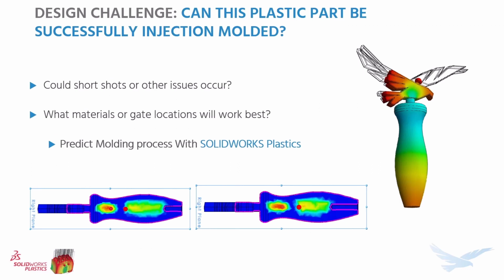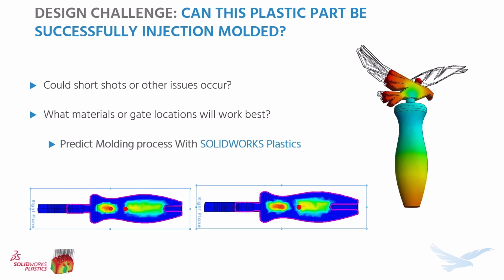And some of the traditional plastic part design challenges have arisen as I've been going through the design of this part. Related to the injection molding process, which is how we are planning on manufacturing this. Things like, could a short shot issue occur when we try to fill the cavity of this mold? What material would work best to fill the part, or what gate location would be ideal? And we can predict the injection molding process with an add-in called SOLIDWORKS Plastics, which will help us answer some of those questions and do things like make quick design changes to figure out how we can improve the process.